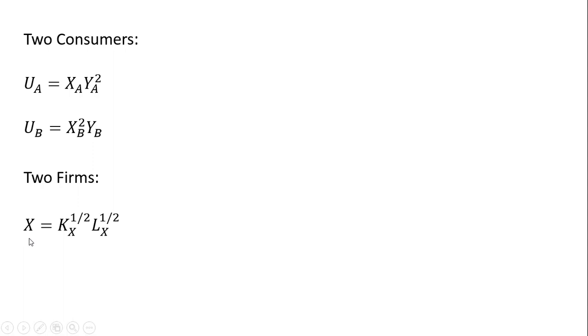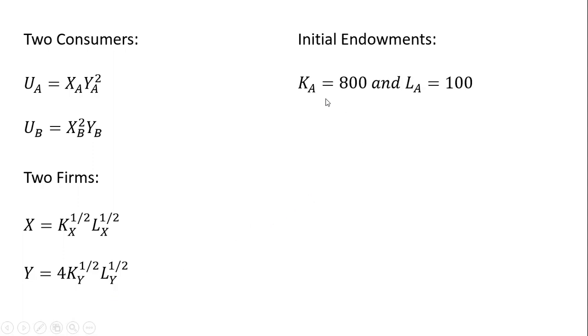Firm X produces good X, let's say, using capital inputs and labor inputs. And firm Y produces good Y using capital inputs and labor inputs. The initial endowments: consumer A has 800 units of capital and 100 units of labor, and consumer B has 400 units of capital and 200 units of labor.